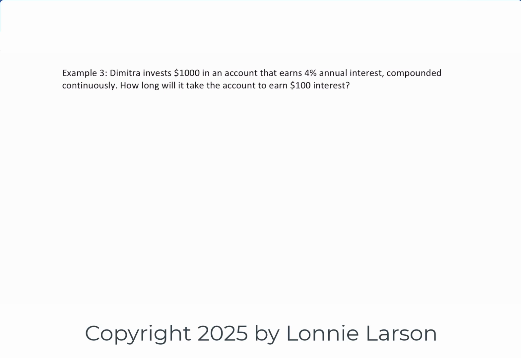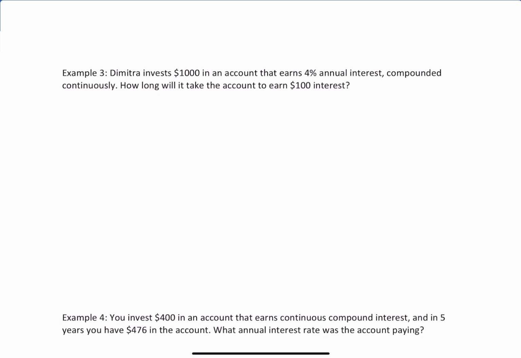Welcome back. Let's see another example. Dimitri invests $1,000 in an account that earns 4% annual interest, compounded continuously. How long will it take the account to earn $100 of interest?